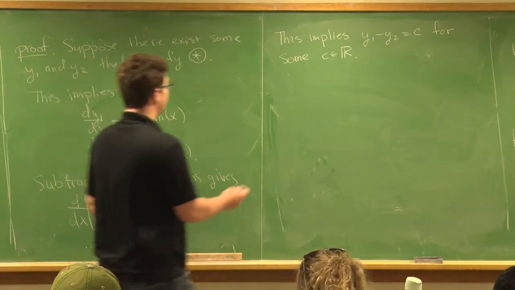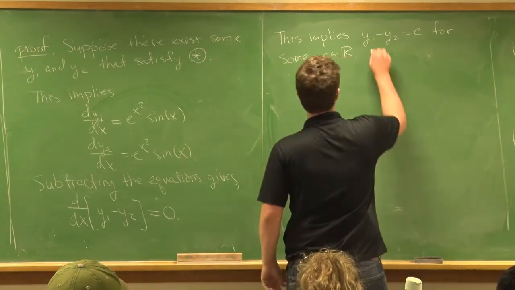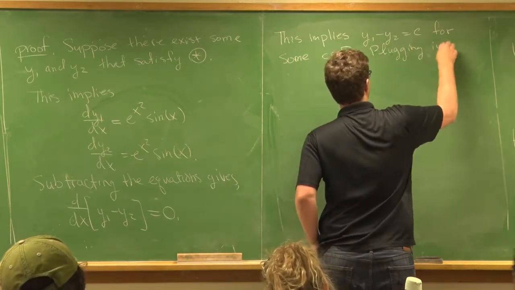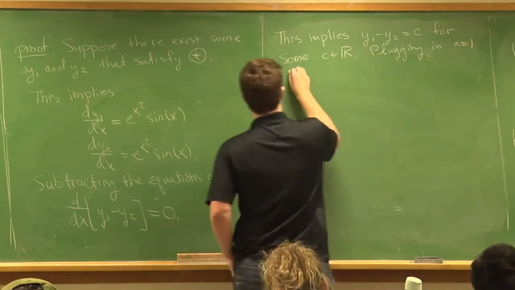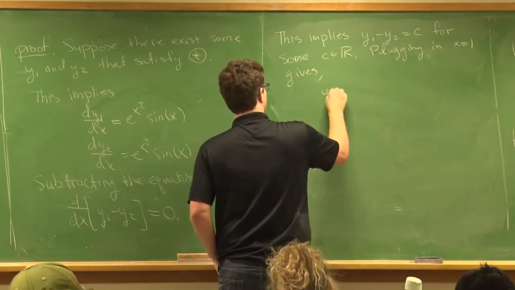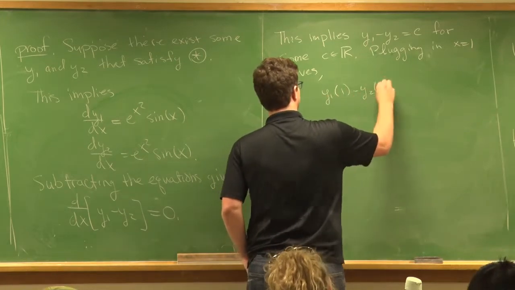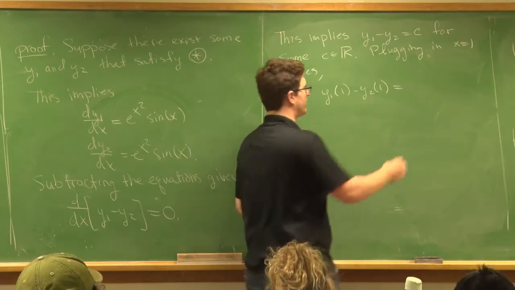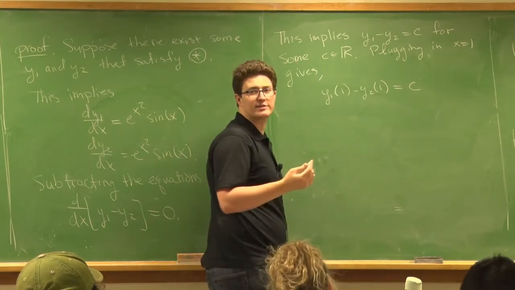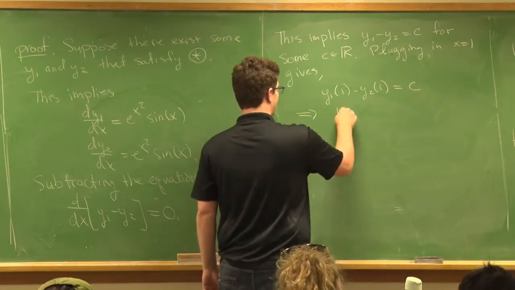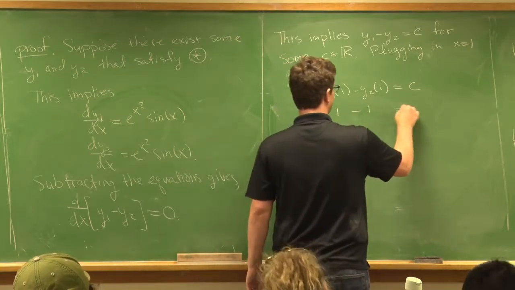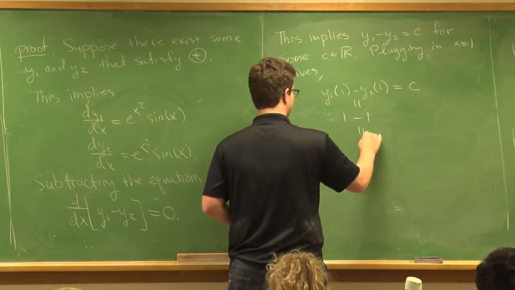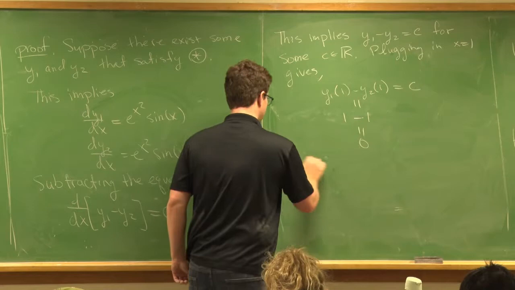Okay? So here, what I can do is plugging in x equal to 1 gives the following. y1 minus y2, and then I'm going to plug in 1 into c, right? So when I plug in 1 into c, that's just c, right? Because you plug it into a constant. Okay? So this is 1 minus 1, and that's 0. Okay, so C is equal to 0.